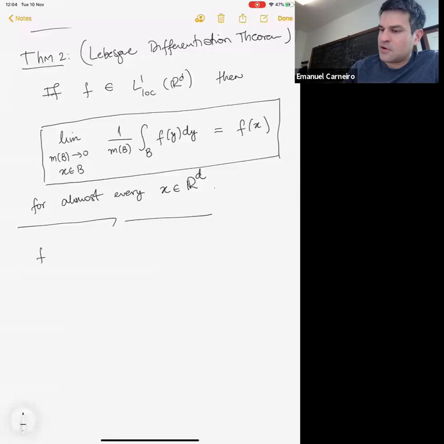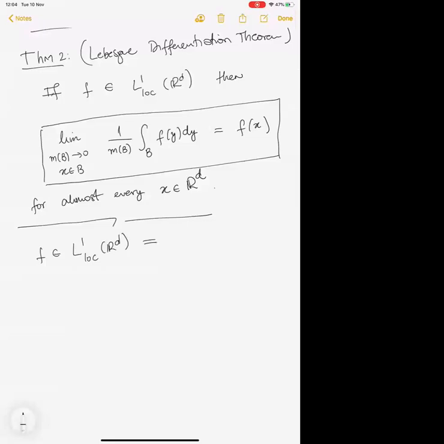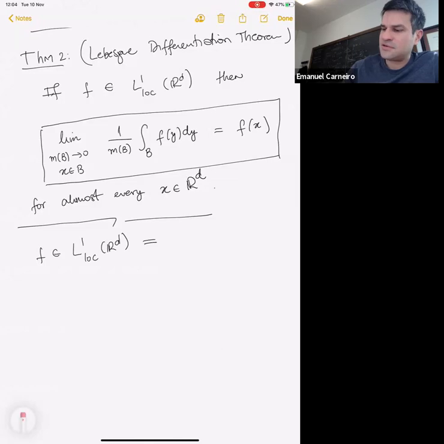Remember, we say that the function is locally integrable. Locally integrable means that if you multiply by the characteristic function of any ball, this is in L1.